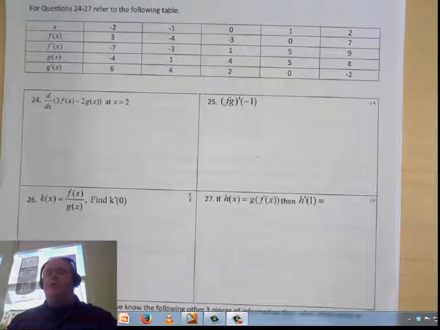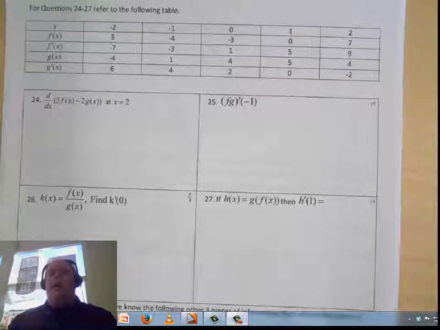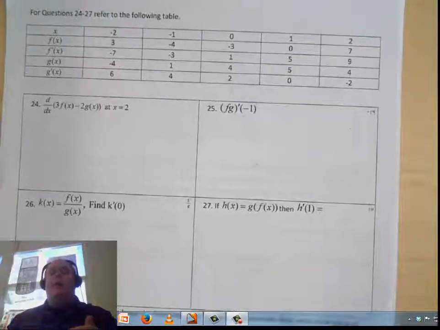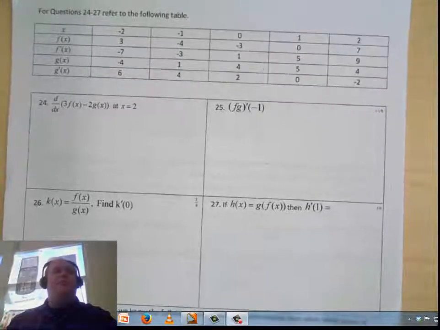So we're going to do questions 24 through 27. Questions 24 through 27 are tabular derivatives, so it's really helpful if you write out what it should look like in terms of f primes and g primes, and then you just substitute in the values from the table. So I will do 24.